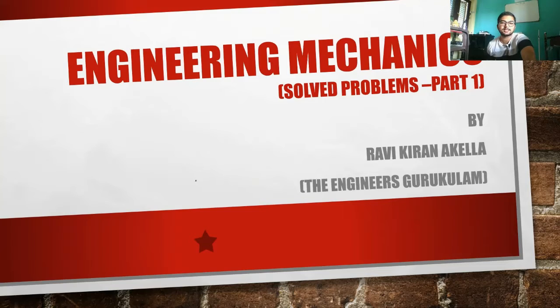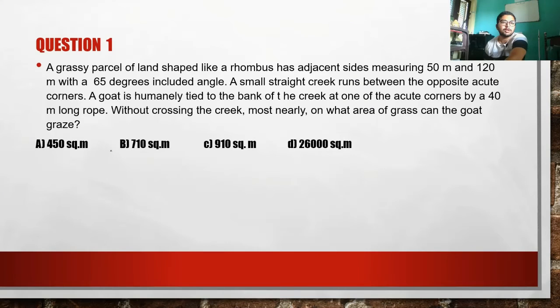Hi, in this lecture, let's solve a few statics problems of engineering mechanics subject. So coming to question number 1, a grassy parcel of land shaped like a rhombus has adjacent sides measuring 50 meter and 120 meter with 65 degrees included angle.